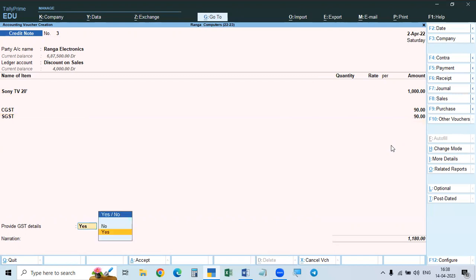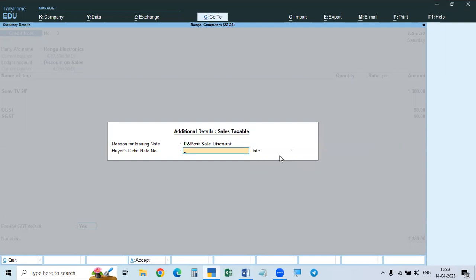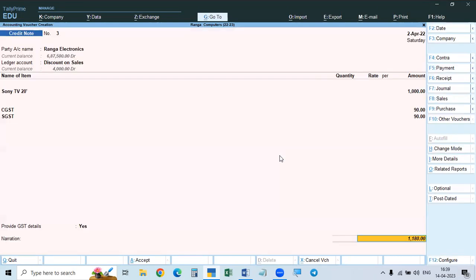Here you be careful. Are you correcting the invoice? It is not sales returns, and we are not making a correction in the invoice. This is called discount after sale, post sale discount. It is called post sale discount. And when you are giving a credit note, he will give a debit note later. That will be entered.